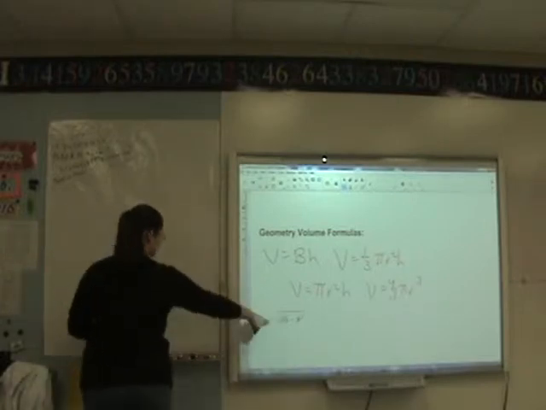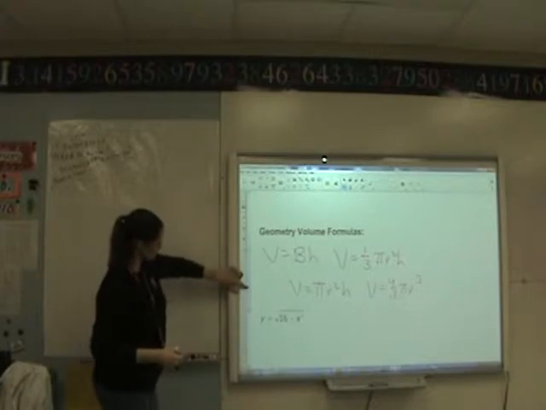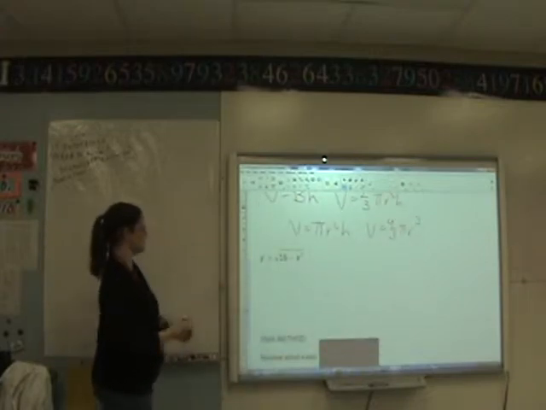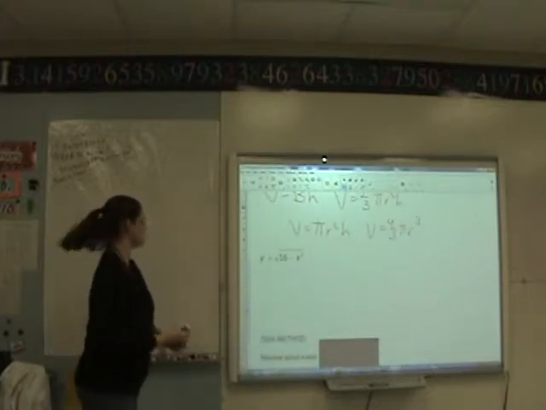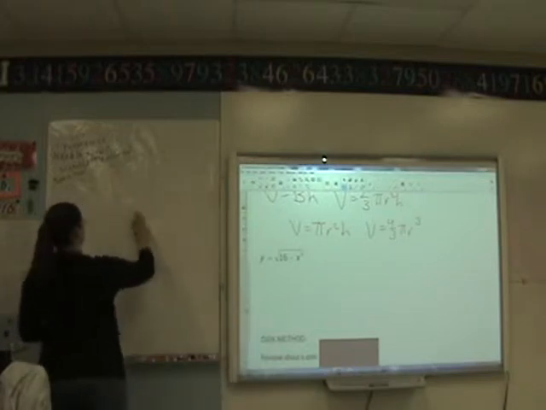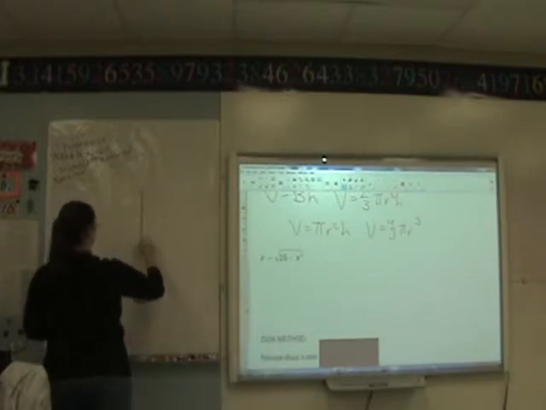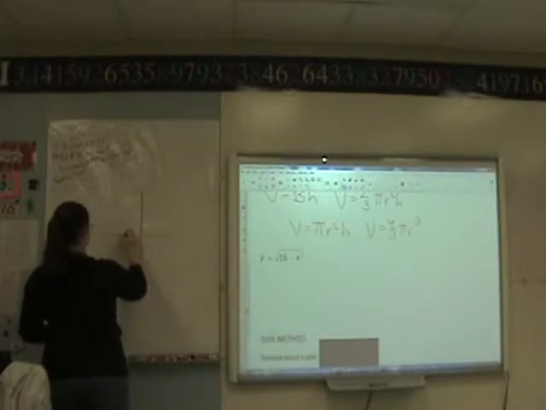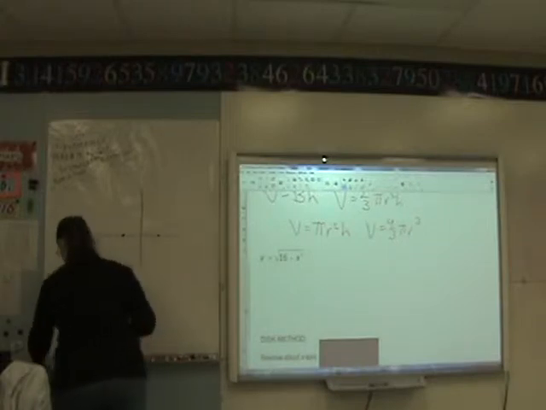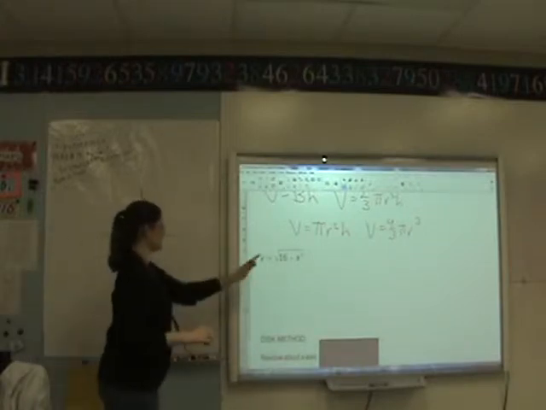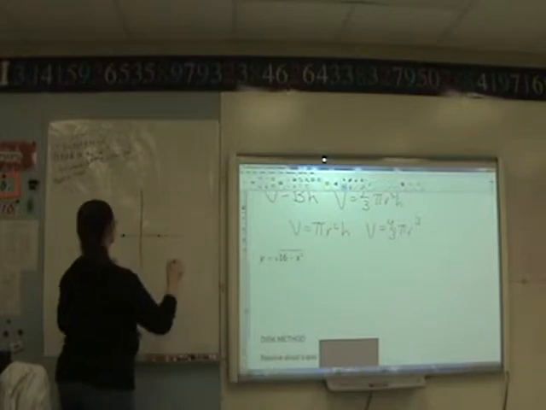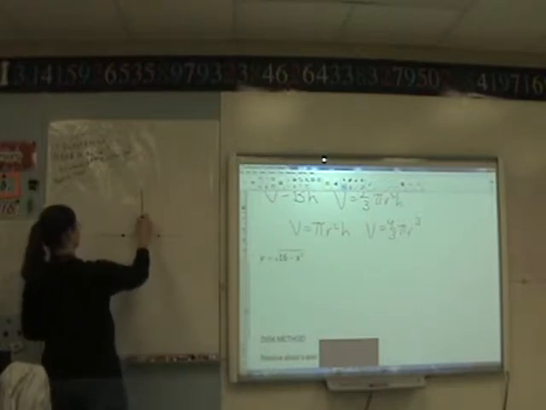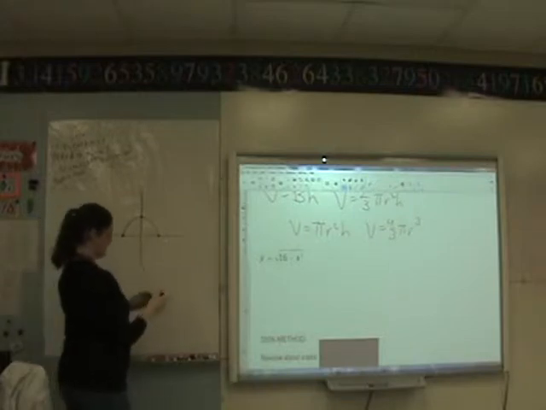So, we're going to look at this equation. Y equals the square root of 16 minus x squared. Do we know what that's going to graph? 1, 2, 3, 4 this way. 1, 2, 3, 4 that way. There's no plus or minus, it's just the positive square root. 1, 2, 3, 4. This is going to make a semicircle.